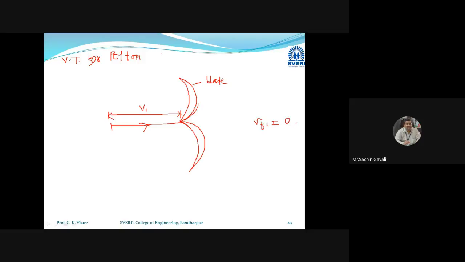Since the flow is tangential, Vf1 is equal to 0, and V1 is equal to VW1, because it is only in the tangential direction. V1 is equal to nothing but VW1. So first property we got.